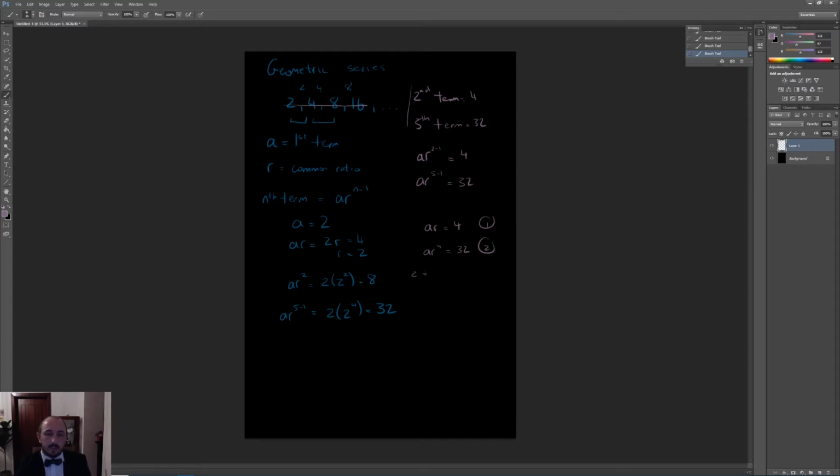So if we do equation 2 divided by equation 1, we will have AR to the power of 4 over AR equals 32 over 4. We can cancel: the A's cancel, R to the power of 4 divided by R is R cubed, and 32 over 4 is 8, so R is the cube root of 8, which is 2. So we found the common ratio, and we can now find A by substituting into equation 1: A times R equals 4, so A is also 2. This is the same sort of process in which we use simultaneous equations as we do in the arithmetic topic.